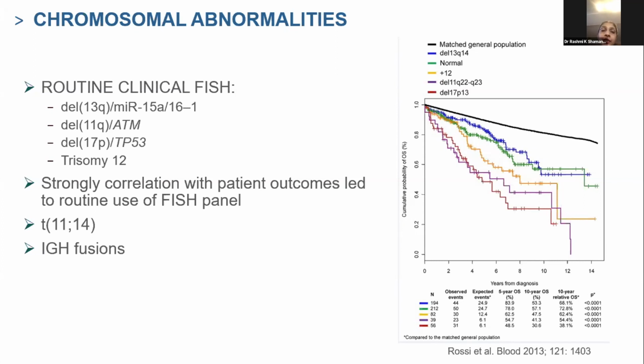In addition, since mantle cell lymphoma is a closed differential, we might have to do its translocation 11;14 or CCND1 translocation by FISH. And it's also important to identify that less than 5% of CLL cases can have IGH fusions, and we do an IGH break apart to identify that, because it has prognostic value in CLL. Next slide.